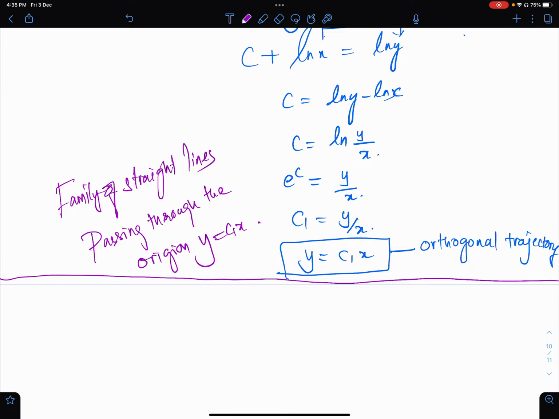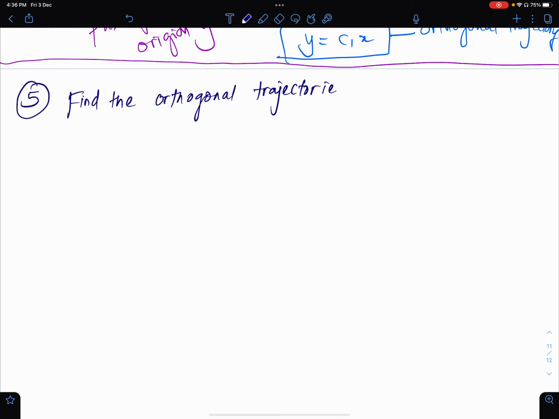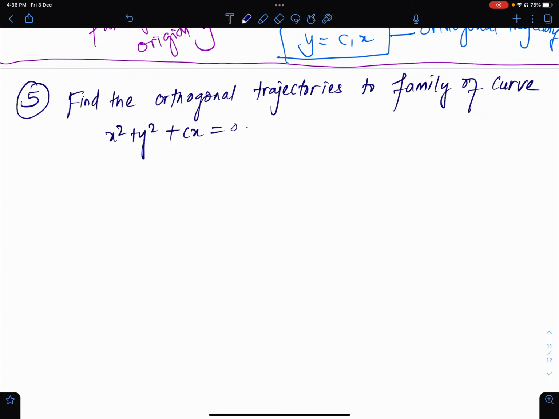There is one more question, but it is a little bit lengthy, but okay, I will do it. The fifth one: find the orthogonal trajectories to the family of curves x square plus y square plus cx is equal to 0. So this is the question.